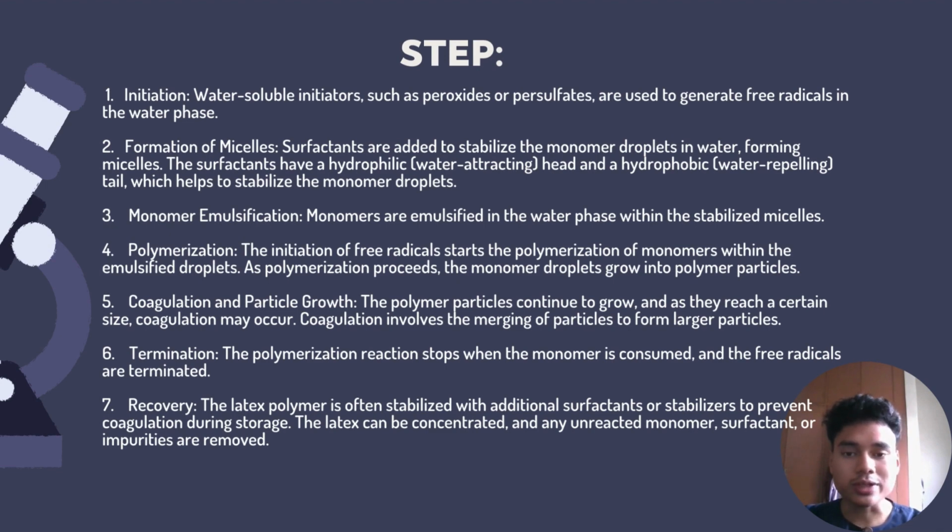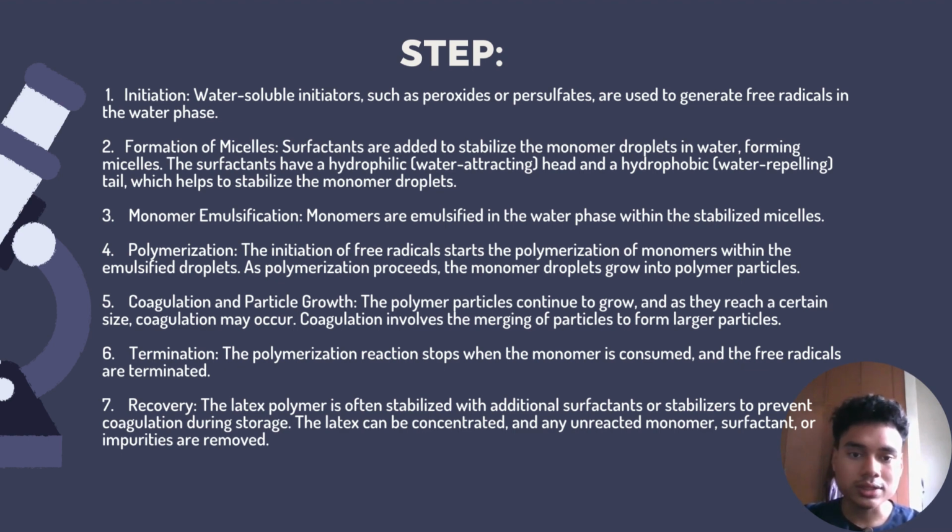Before that, we need to know that emulsion polymerization is not a commonly used method for producing polyethylene, but it's okay. Let me show you the steps of emulsion polymerization. Firstly, initiation. Water soluble initiator such as peroxide or persulfate are used to generate free radical in the water phase. Second, formation of micelle.